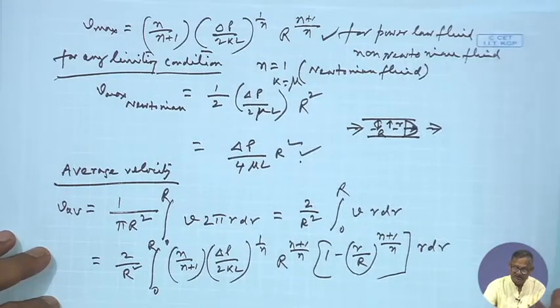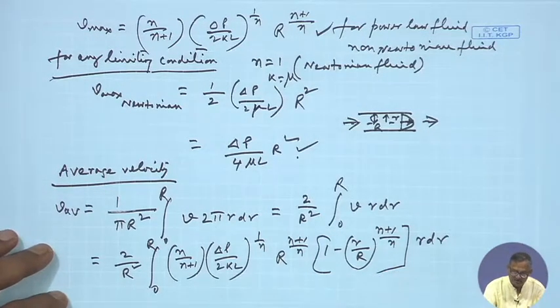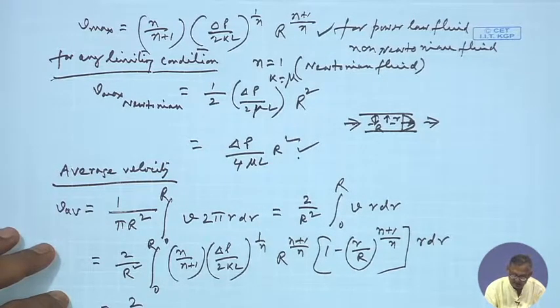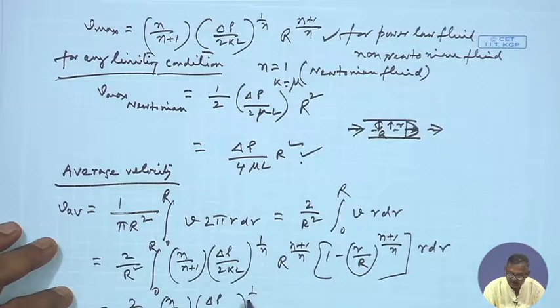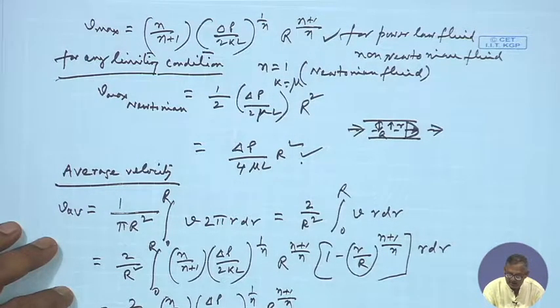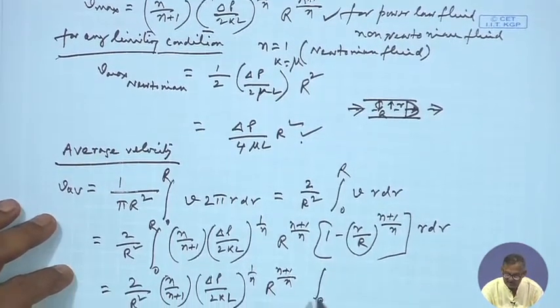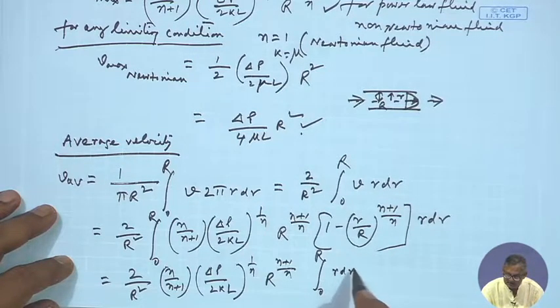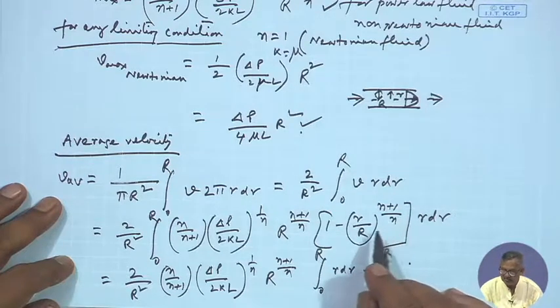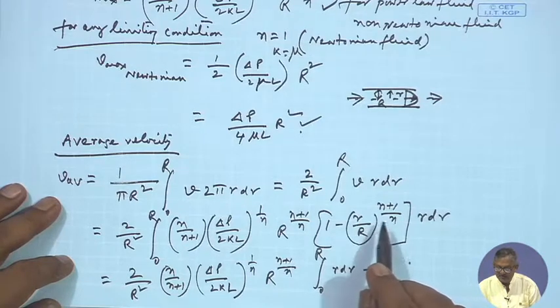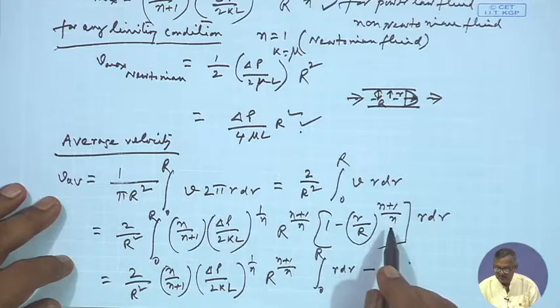So, on simplification or on integration, before that again we simplify a little, 0 to 2 by R square, this is n by n plus 1, because that is also not within the integration, or we can call it constant, delta p by 2 k L to the power 1 by n and R to the power n plus 1 by n, and remaining is 0 to R, this is r dr, minus 0 to R, r into r to the power n plus 1 by n, that is 1.